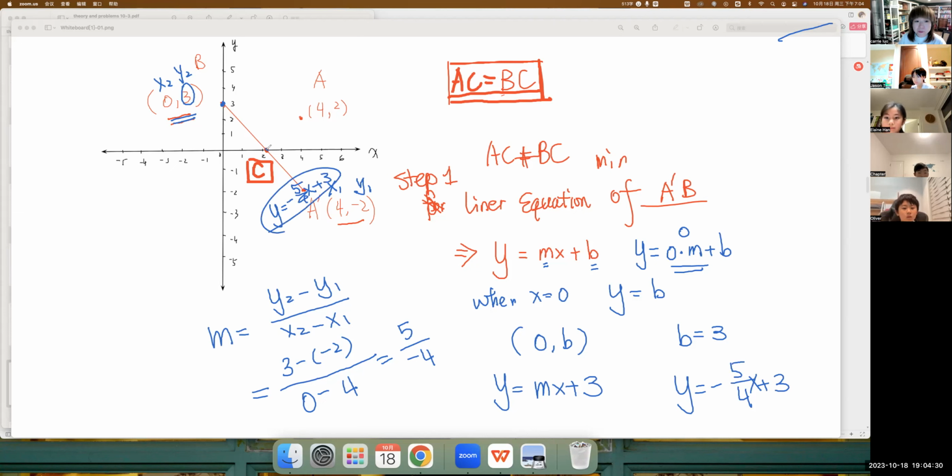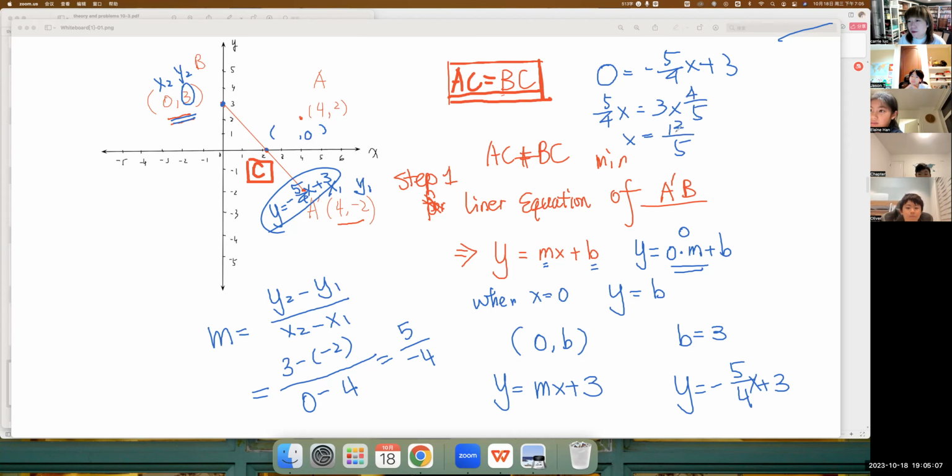But how do we find this point? Elaine, I want to ask you a question. I don't know exactly what C represents, but I know something must be 0, correct? Because this point is located on the axis, y must be 0. So we already know y equals 0. We can write the equation as 0 equals negative 5/4 x plus 3. That means 5/4 x equals 3. So x equals what? 12 over 5. So this is the point.